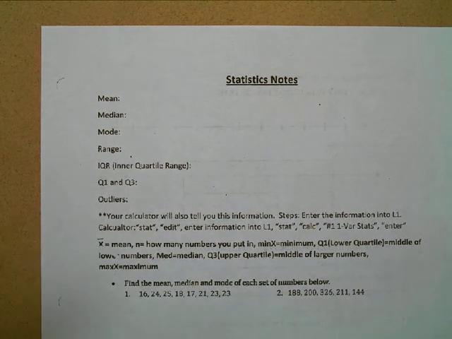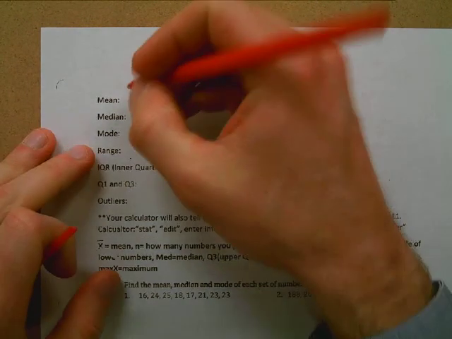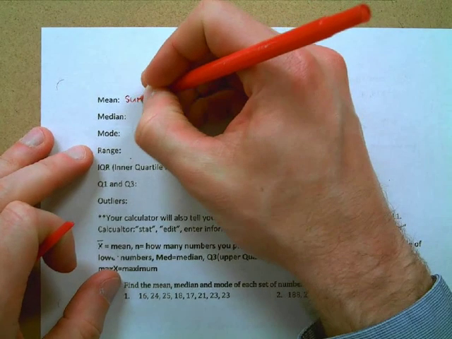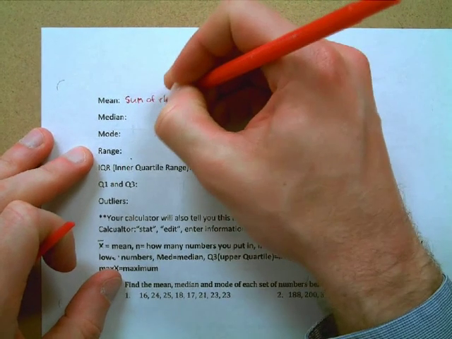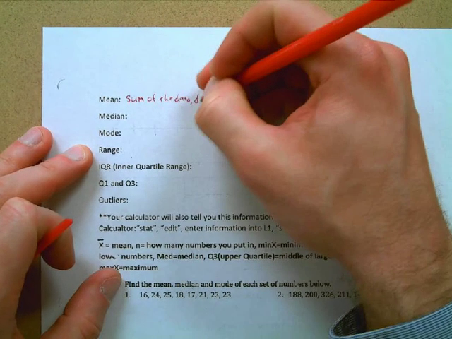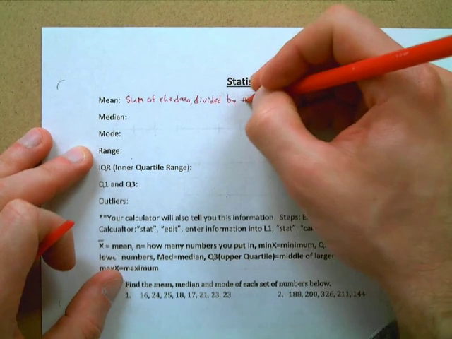So the mean, okay. How do you find the mean again? Add them all together. Yes. So it's the sum of the data divided by the number of data points.